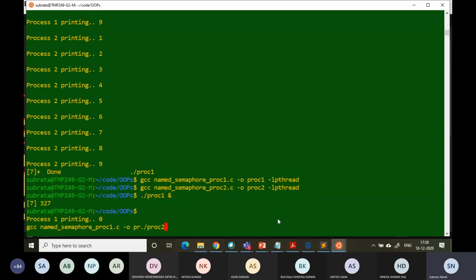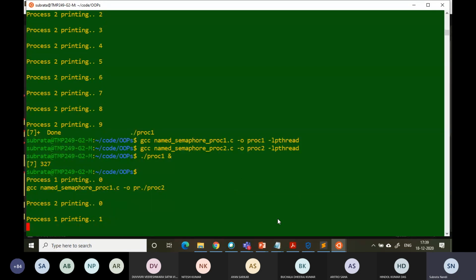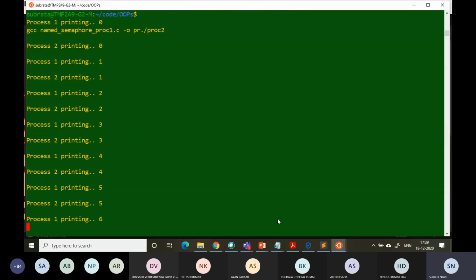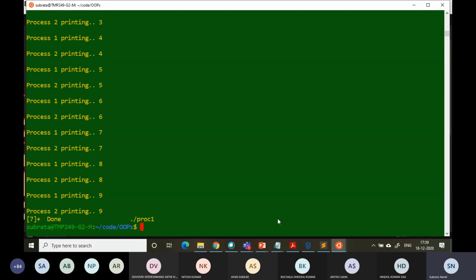Now you see. Earlier it kept on printing. Now process 1, after printing process 1 printing 0, it waited. Where is it waiting? It is waiting in the P of S1, expecting the process 2 to signal it. Once I run the process 2, it will get the signal, and each one will signal the other. So they are alternately printing. There's a small sleep of 1 second added. That's why it's taking some time.